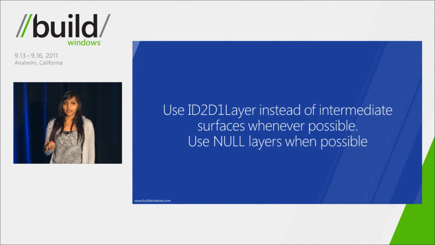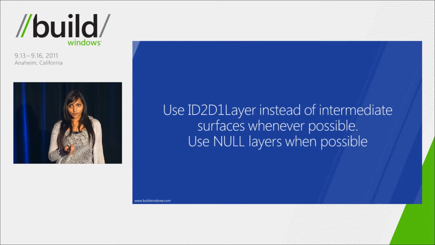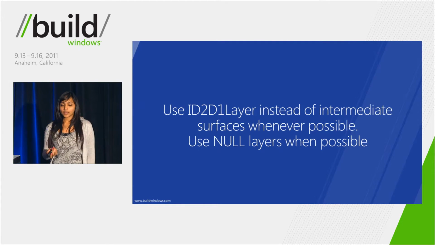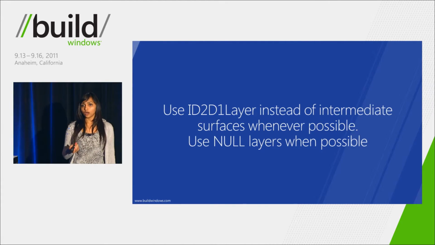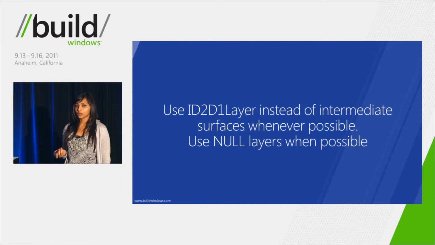Another thing is that if you're clipping to not an arbitrary geometry and just a simple axis aligned clip, there is an API in Direct2D called PushAxisAlignedClip that is even faster than layers, and that's what you want to use if it's just a simple axis aligned clip and not an arbitrary geometry.